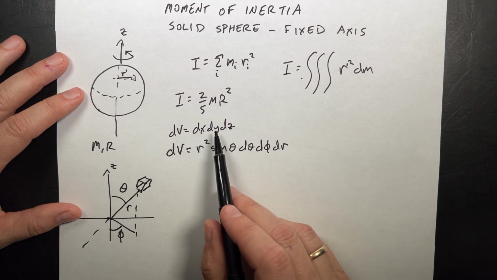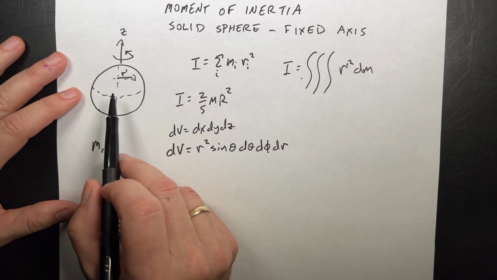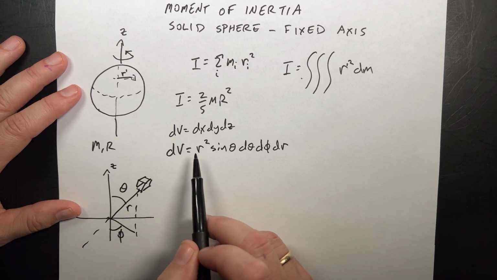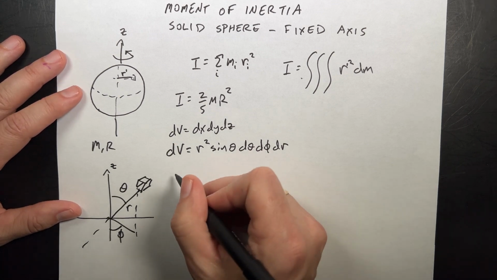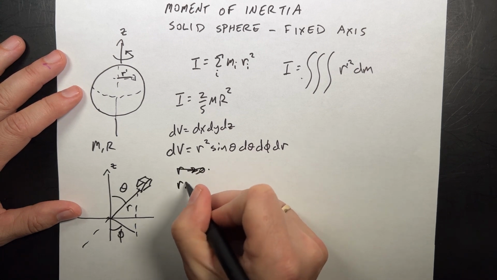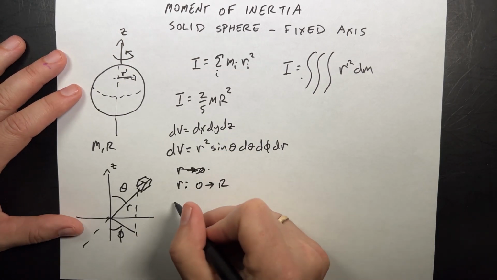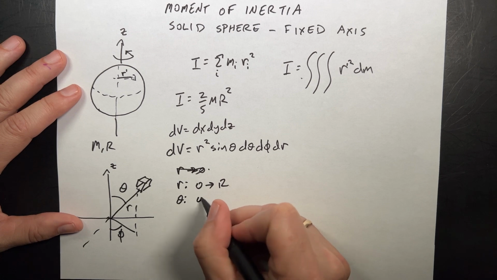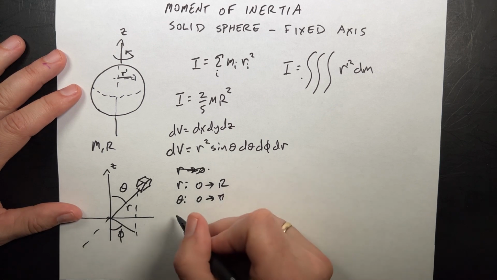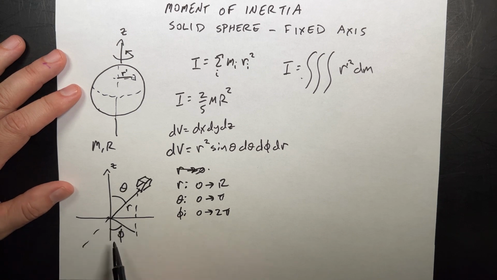This looks a lot easier, but the problem with Cartesian coordinates is your limits of integration are all messed up, right? Because how do I add up this way? They all change. Whereas I can get easy limits of integration in spherical coordinates. R goes from 0 to capital R, the radius of the sphere. Theta is going to go from 0 to pi, because we're going to go from here all the way down here. And then phi is going to go from 0 to 2 pi, so it's going to go all the way around the circle.